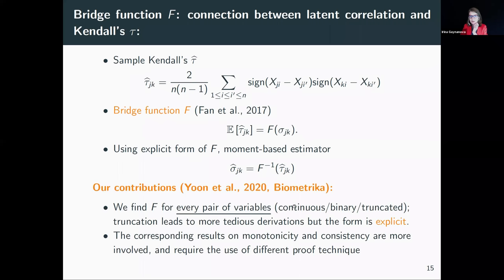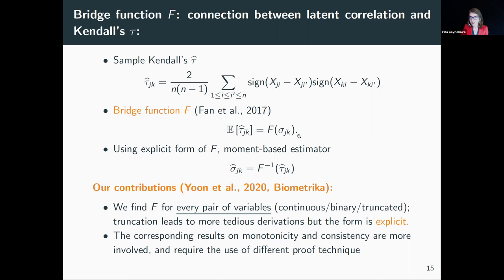So our contribution here is that this F is not easy to find, and we find the exact analytical form of F for every pair of the three variable types. Continuous-binary has been done by Fan et al. before. We added continuous-truncated, binary-truncated, and truncated-truncated. The derivations ended up being much more tedious, but the form is explicit, and I will show you some examples. I can show you all of them in the end if you want to see them all.